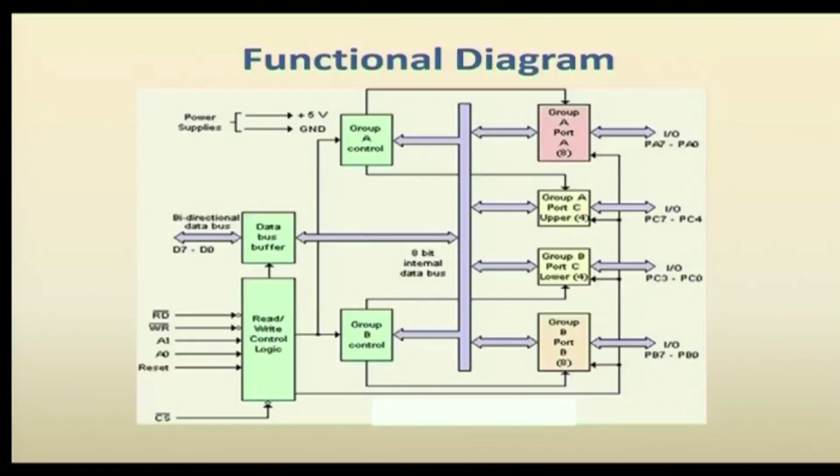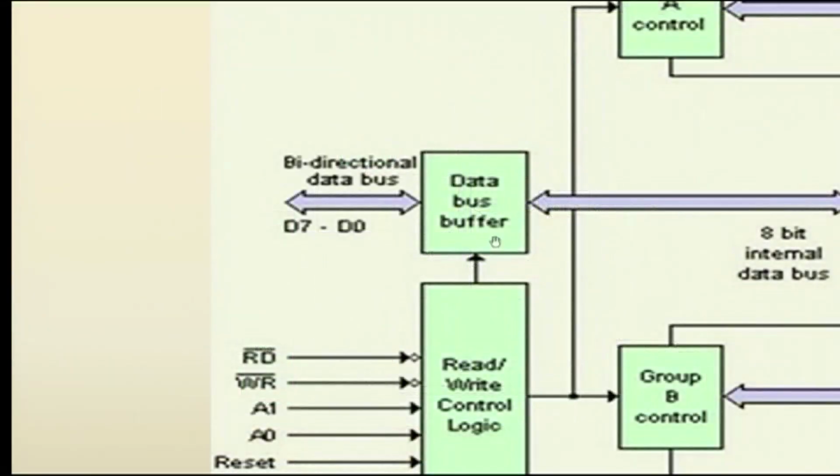This diagram shows the functional diagram of the 8255. The functional diagram gives the internal blocks available in the 8255. The first one is the data bus buffer. The data bus buffer is used to collect the 8-bit data, and the collected data will be stored in the buffer. The pins D0 to D7 are available to interface with the processor. It is bidirectional, because the bus is used for both read and write operations.